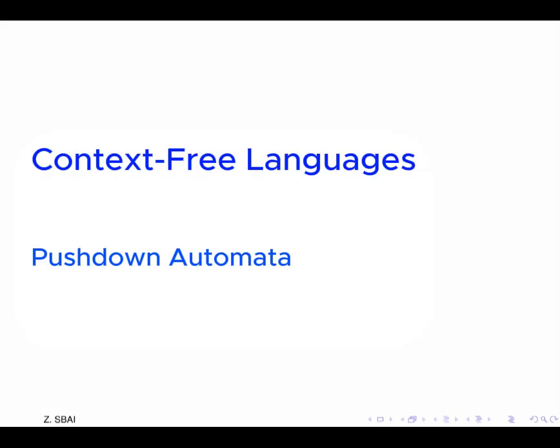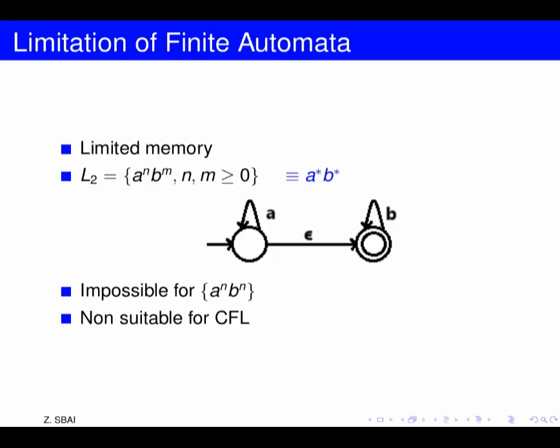In this video, we are going to explain what pushdown automata are and how they are related to context-free languages. The last type of automaton we've seen is called finite automata. We showed that for regular languages, it's powerful, but unfortunately it has a limited memory, so we cannot use it to recognize context-free languages.